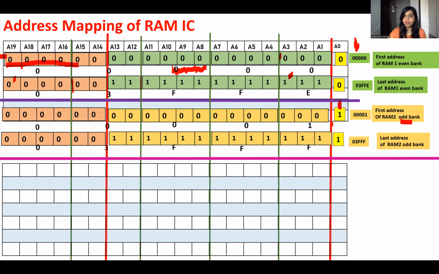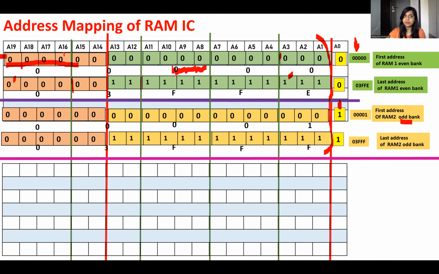So what have we done for one set of RAM ICs? One set of RAM ICs consists of 1 even bank and 1 odd bank. For one set of RAM ICs, all these A14 to A19 should be similar. Then next, we will go for the second set. For the second set, again, we will do it for the even bank and odd bank. Again, A1 to A13, make all zeros, all ones.